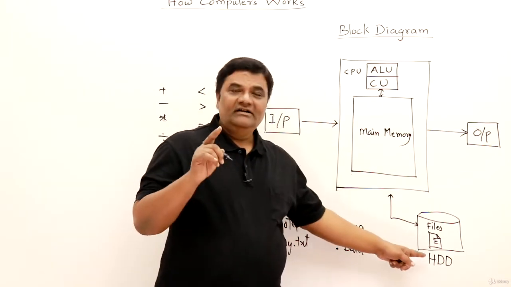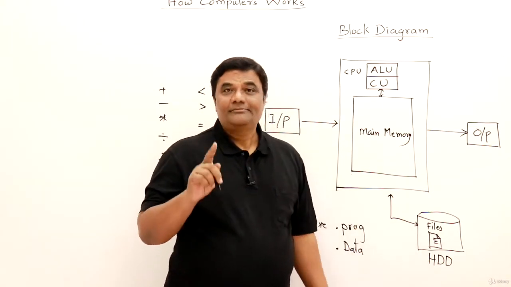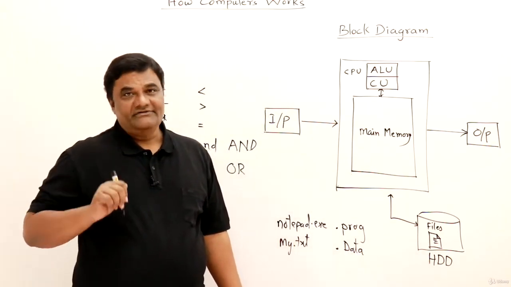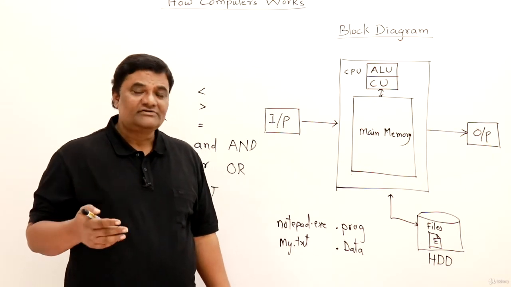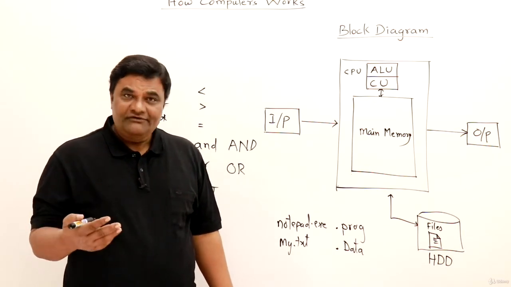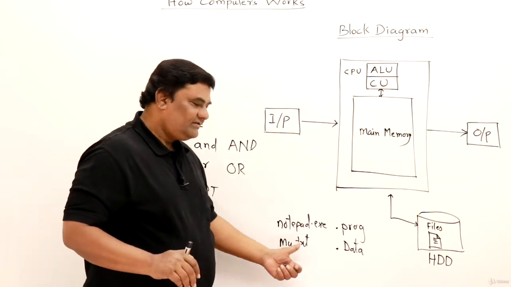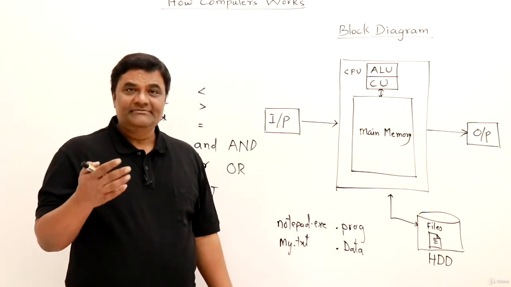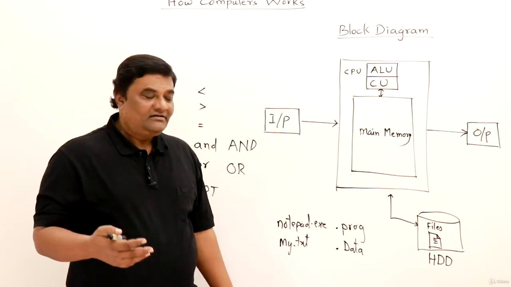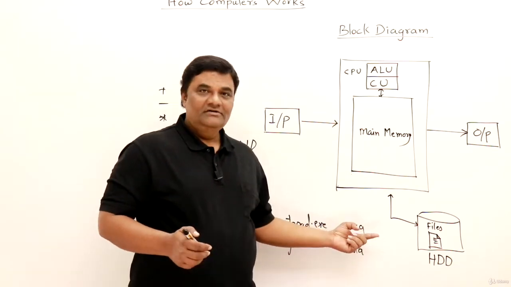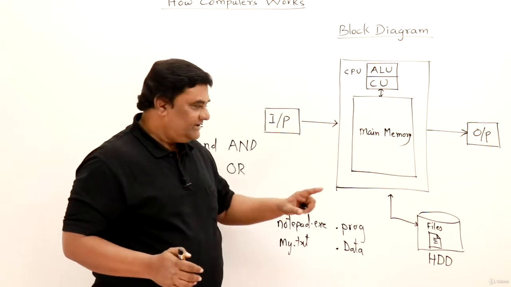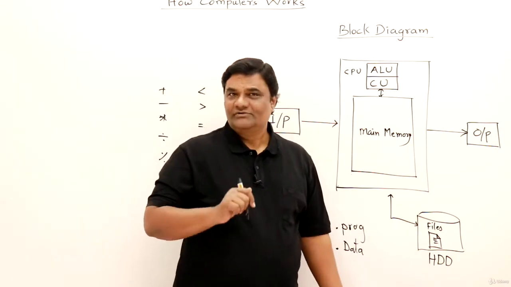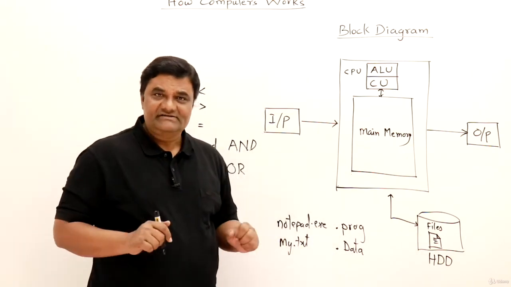So finally, the hard disk contains two types of files, program files and data files. If you have audio files or music files or video files, all those come under data files. And if you have a music player like VLC player or media player, those come under program files. So we store our programs inside the hard disk, and this is permanent storage. This will be larger in size.